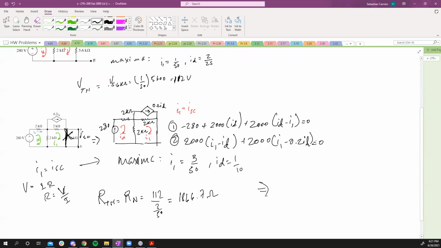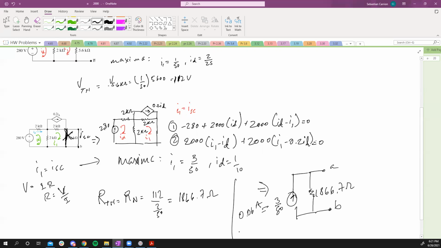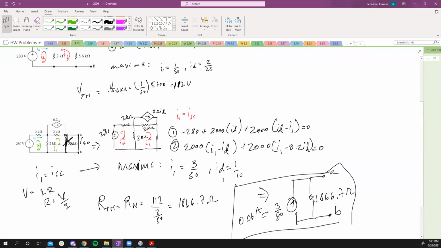Then our Norton equivalent would be like this. We have a current source of 3/50, which is 0.06 amps, with a resistance of 1866.7 ohms. So this is what our Norton equivalent would be with respect to these terminals.